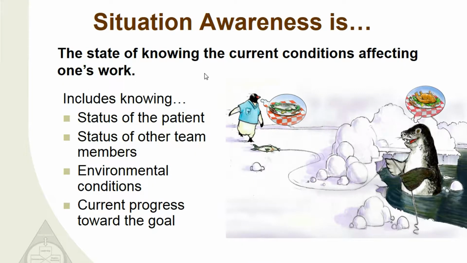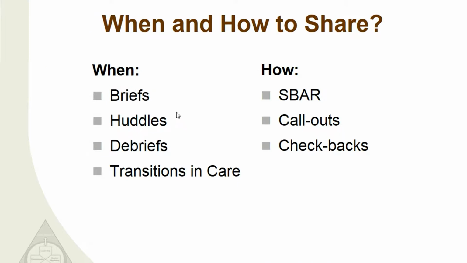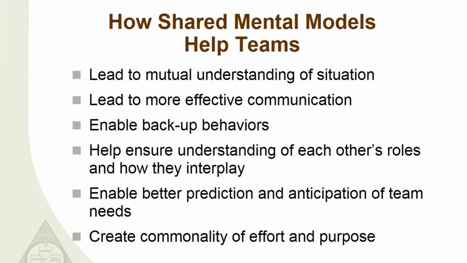Situation awareness, again, this is being aware of all these things that are going on. So knowing the current condition and how it's affecting one's work is important. And that leads to that shared mental model where as a team, we're all on the same page. We have an understanding of the situation, what's going on, and that's shared across the team. How do we share that information? Well, as we learned earlier, we do that through briefs, huddles, debriefing, when we do it and how we do it, through SBAR, call outs, check backs. These are all ways that we do that.